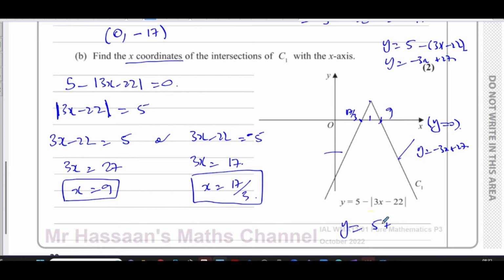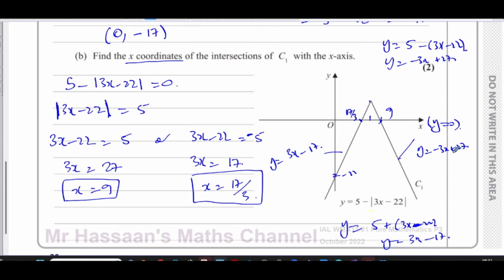Whatever sign is outside it, you change its sign. So it's 5 plus 3x minus 22, which is y equals 3x minus 17, which is this line, of course, and we already know it goes to negative 17, as you can see there. So that's 3x minus 17. So you can say that's the equation for this.